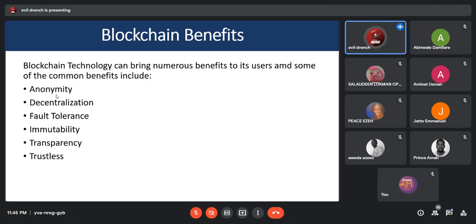The last benefit we're going to be talking about tonight is that blockchain is trustless. Blockchain is designed so that users can trust the ledger without trusting anyone on the network. I don't even need to know you. I don't need to know that you are running a node somewhere. All I need to do is just trust the ledger, right?